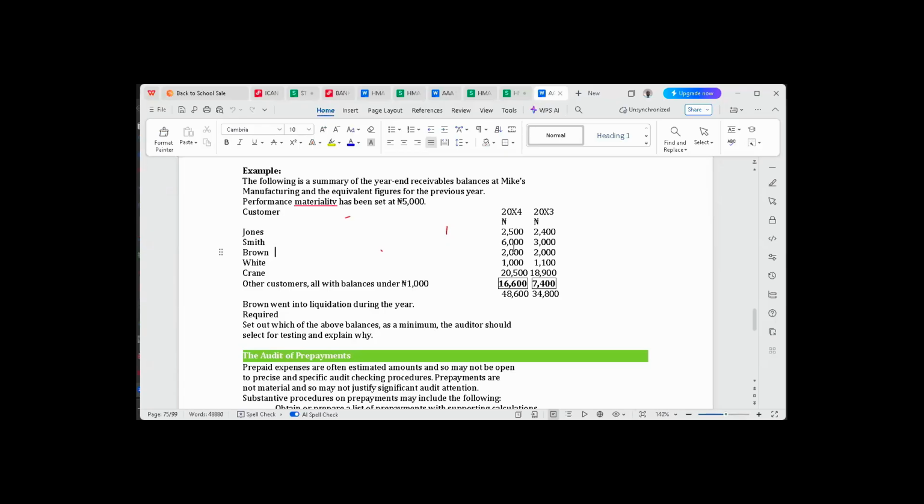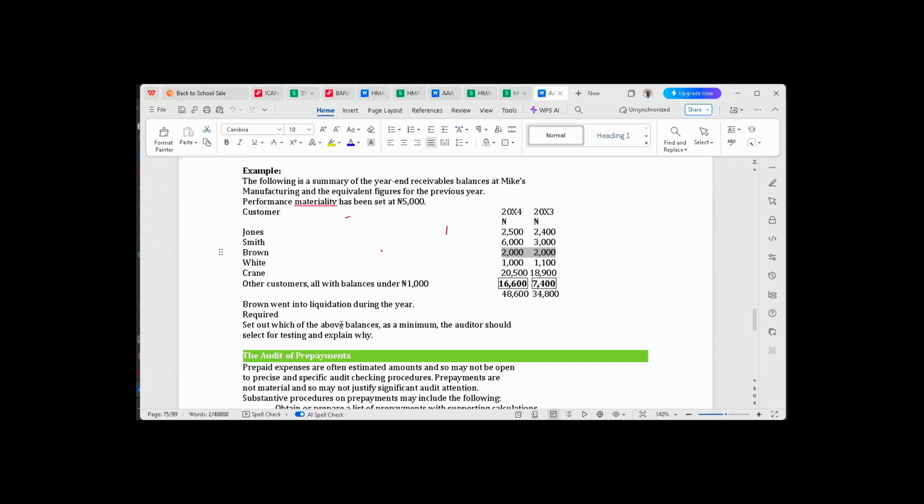But in your own time, at your own leisure, you can also try it on your own, okay? Now, what they are saying here is that Brown owes 2,000, and his company has liquidated. That means the money has turned to a bad debt. We will not be able to collect the money any longer, okay?